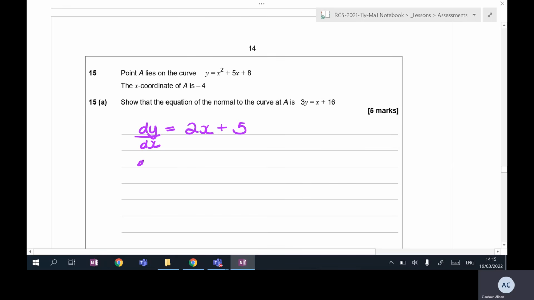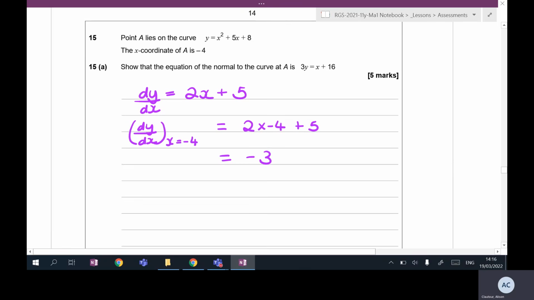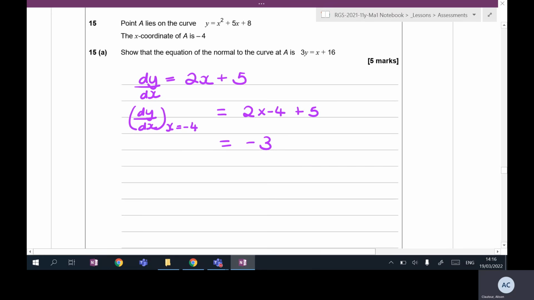I don't want the gradient at any point. I want the gradient at the point x equals -4. So if I sub in -4, I get -3. So at that point, the gradient of the curve is -3. Okay, remember the gradient of the curve is defined by the gradient of the tangent. Okay, so my gradient of my tangent is -3. But my gradient of the normal, so remember the normal is the perpendicular to the tangent, is the negative reciprocal. So it'd be 1/3.